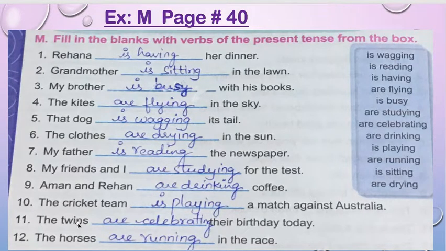Next, the twins dash their birthday today are celebrating. The twins is the subject here and it is in plural form. That's why the helping verb will also be in plural form, are. Celebrate is the base form of the verb here and we are just adding ing to it. So celebrate will become celebrating.